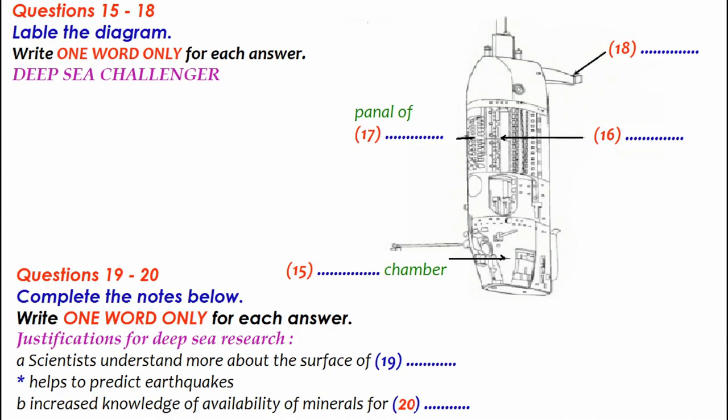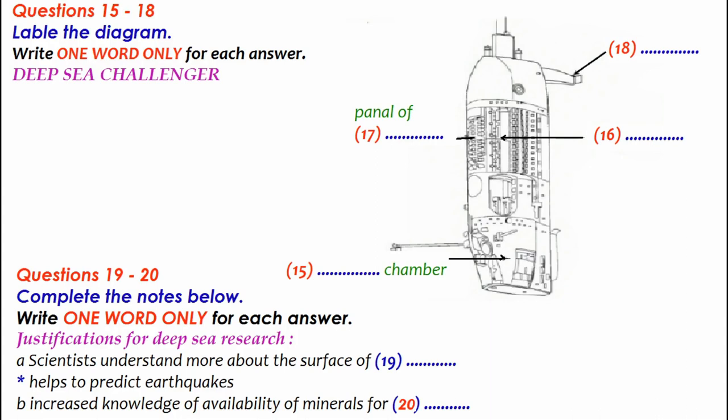So let's move on now to look at the submarine that took James Cameron so far down into the ocean. If you look at the drawing of the Challenger, you can see the pilot's chamber at the very bottom of the submarine. It's a very small section where the pilot sits and controls the sub and all the equipment on it. Now let's have a look at how the submarine is powered.